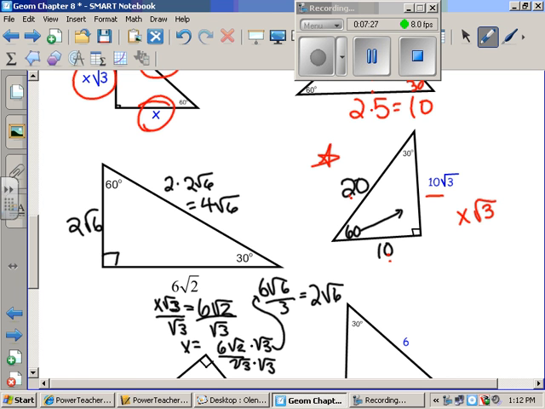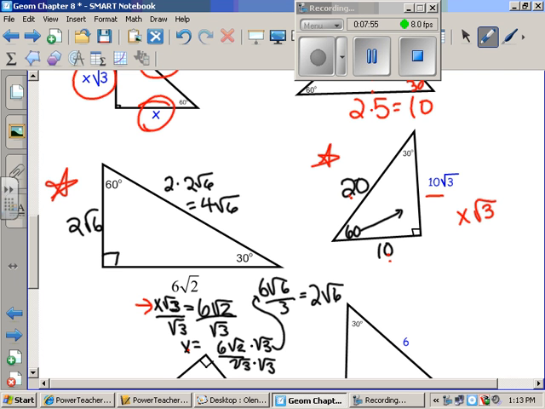Okay, this one over here gets a little more complicated because the side across from 60, the x square root of 3, is 6 square root of 2. So we do just like we did up above. We said x square root of 3 is equal to 6 times the square root of 2. Then we solve for x. So we divide both sides by the square root of 3. So x is equal to 6 square root of 2 over square root of 3.